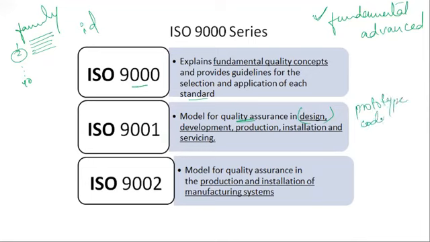Development can be your coding. Production is producing the software. Then installation at the customer's site, and servicing means that when you've completely deployed the software, you need to provide different updates. You're going to provide servicing.